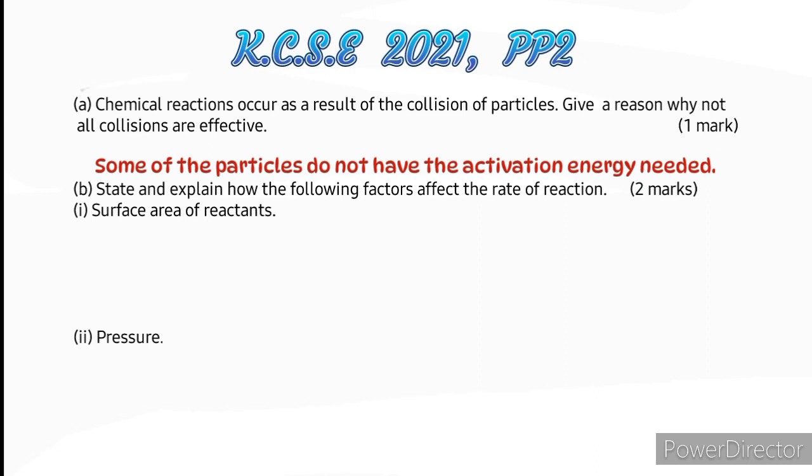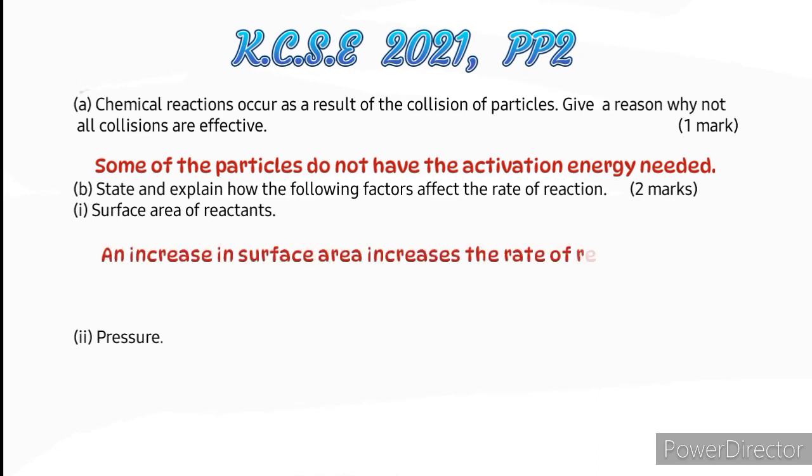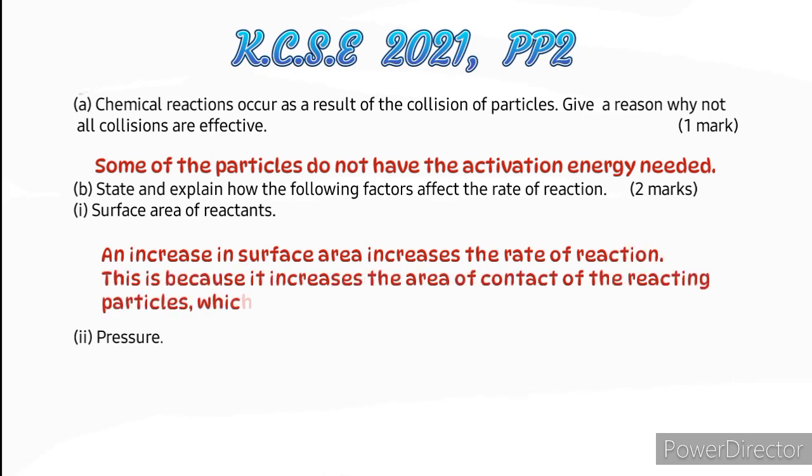Roman 1, surface area of the reactants. So an increase in surface area increases the rate of a reaction. Why? Because it increases the area of contact of the reacting particles. This in turn increases the effective collisions.